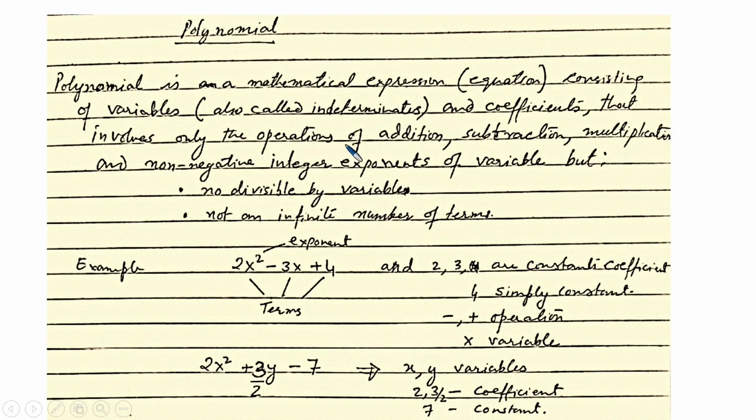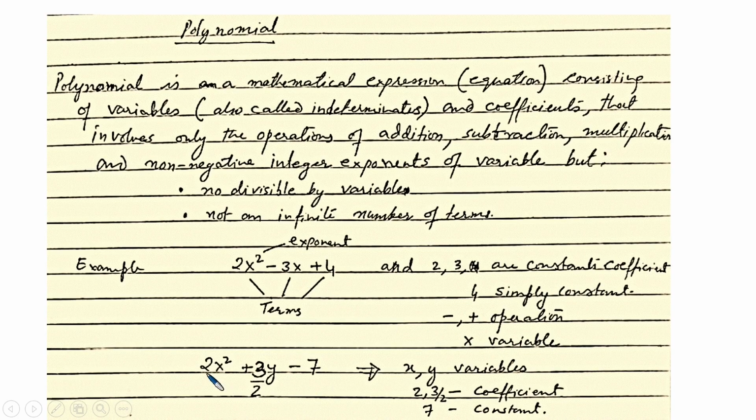So it involves operations of addition or subtraction, multiplication, and non-negative integer exponents. This is an exponent here, but there is no division by variables. It is only in the numerator, there is no denominator, and it has finite terms and not an infinite number of terms. So here there are 3 terms. 2 and 3 are constant coefficients, 4 is simply a constant. There is a minus and plus, this is subtraction and addition operation, and this x is a variable.